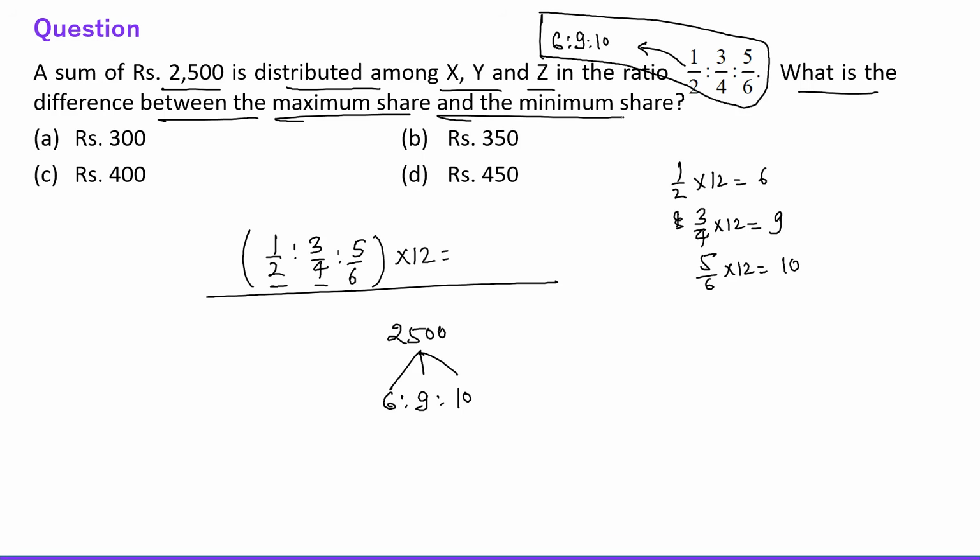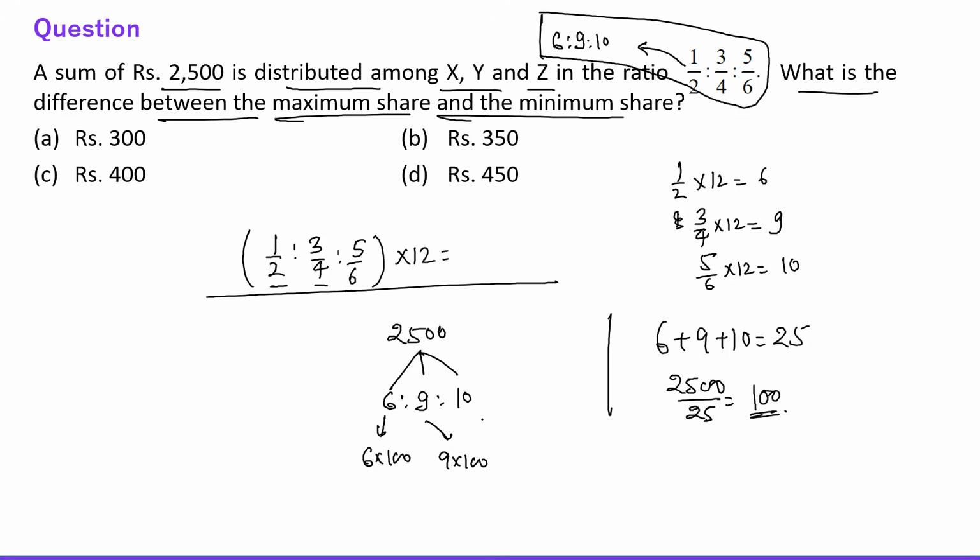Hope you know how to divide a number into ratio terms. So here the sum of ratio terms will be what? The sum of ratio terms will be 6 plus 9 plus 10, which is 25. The bigger number will be divided by the sum. So 2500 divided by 25, which is 100. So this is 6 into 100, this will be 9 into 100, and this will be 10 into 100. So this is 600, this is 900, and this is 1000.